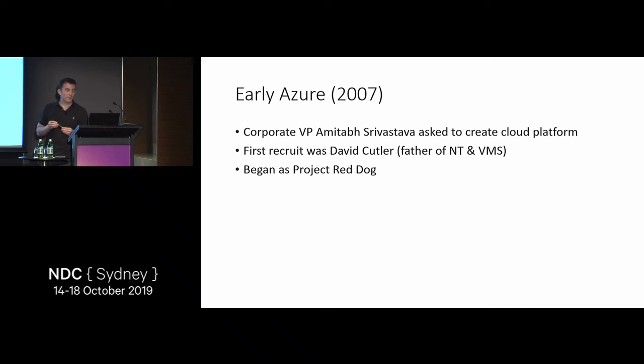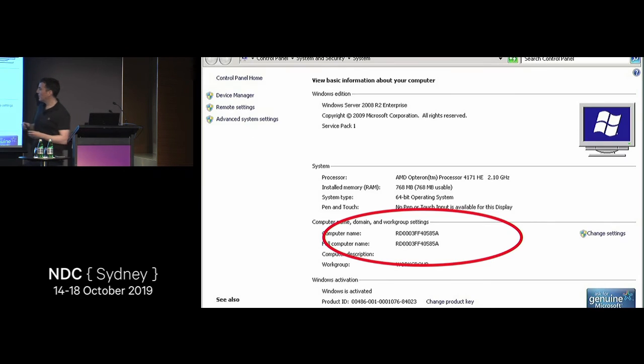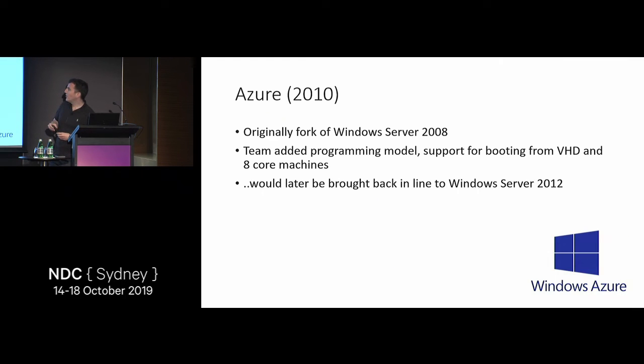Now, the rumor is that Red Dog refers to some dodgy bar that some of the team frequented. And you can still see mention of Red Dog if you go and spin up a VM. In the computer name there, you'll see the prefix RD at the beginning. So it still has its origins over there. Now, Azure won't be released till 2010, and it begins as a fork of the Windows Server 2008 operating system. Microsoft's kind of unique in that they own and develop an operating system, so it makes sense to use this. But it doesn't have all the capabilities that they need in order to run a cloud computing platform.